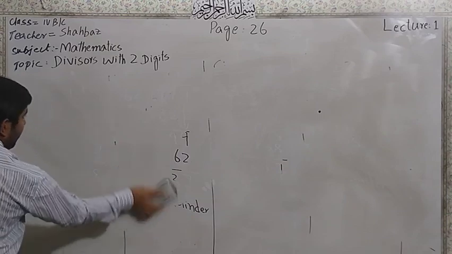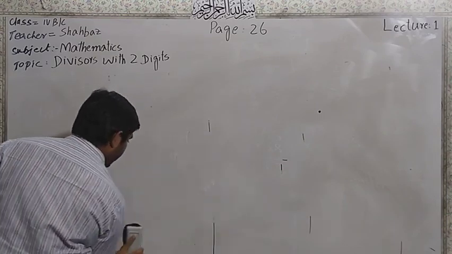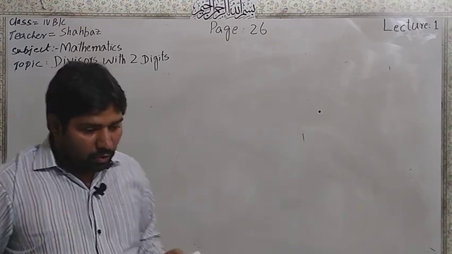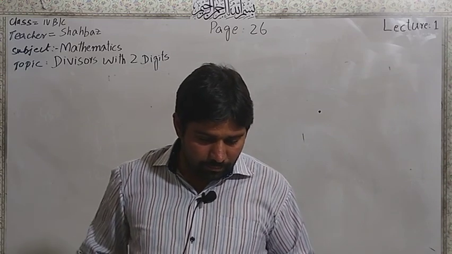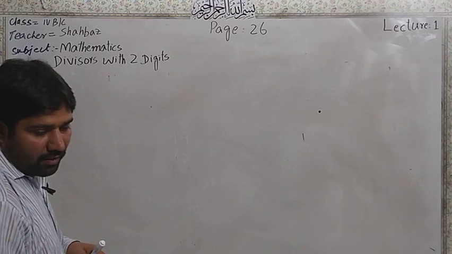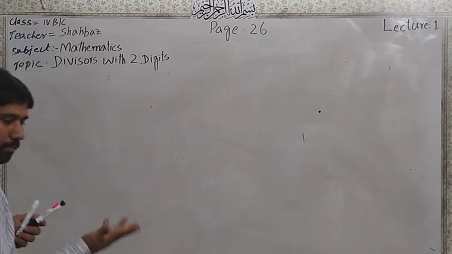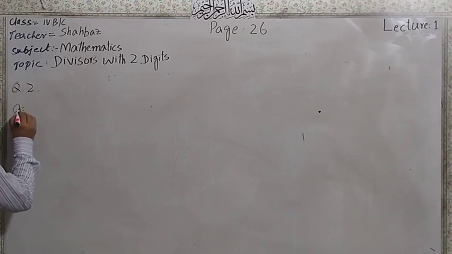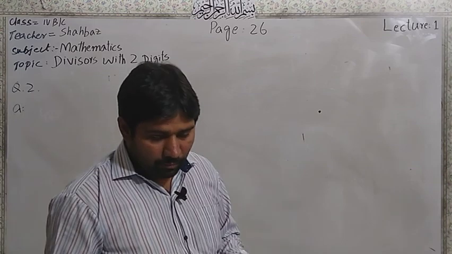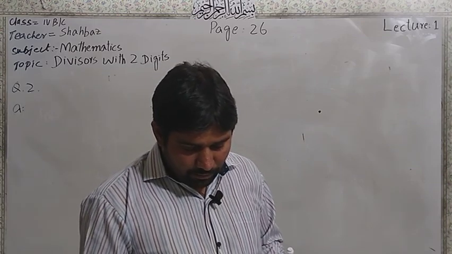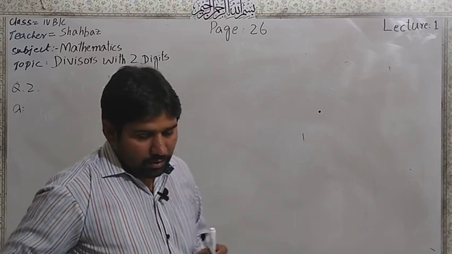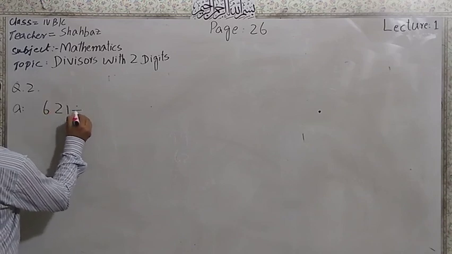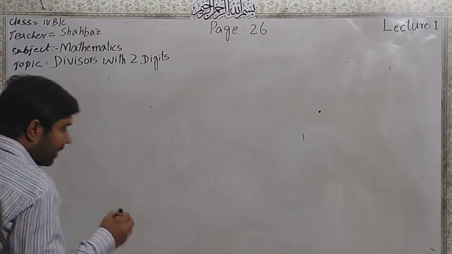In question number 2, you also have the name. Look, question 2, part 1. Write these variants in long form and work out. Question number 2, A. You have 621 divided by 36.